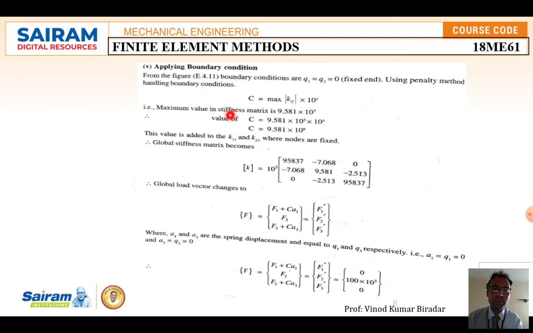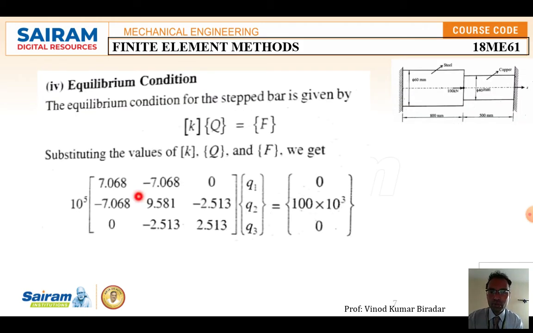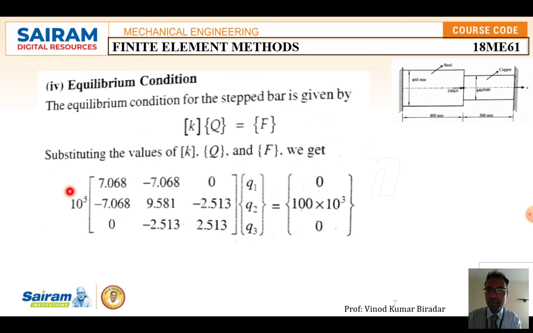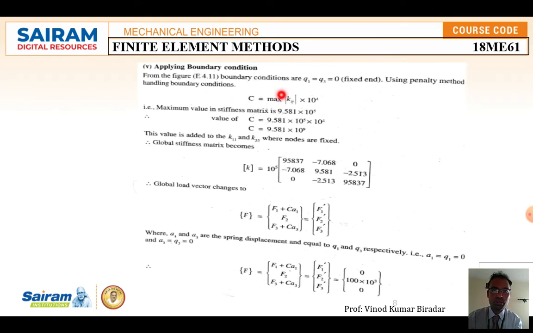That is the penalty method: C is equal to the maximum of Kij into 10 to the power of 4. The maximum value of the stiffness matrix is 9.581 into 10 to the power of 5. Look at this diagram: the maximum value from this global stiffness matrix is 9.581. So substitute here 9.581 into 10 to the power of 5, into 10 to the power of 4. If you simplify, C is equal to 9.581 into 10 to the power of 9.